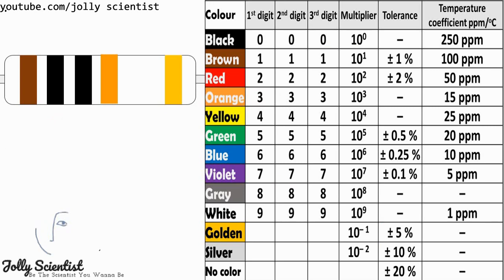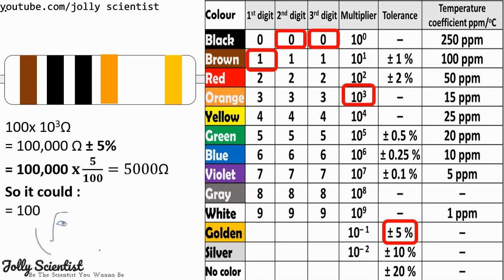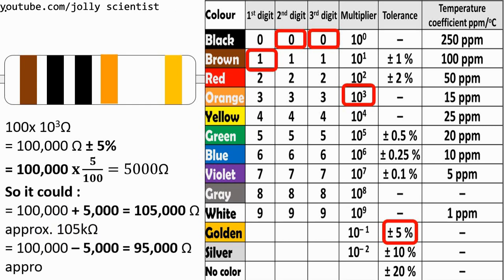The first color is a brown, which is, the next color is a black, which is, the third color is, good. Now the fourth color is an orange, that's 10 to the third, and we have 100 times 10 to the third at plus or minus 5%. So what we write down, we simply write 100,000 plus or minus 5%. So this resistor would vary between 105 kilo ohms to approximately 95 kilo ohms.